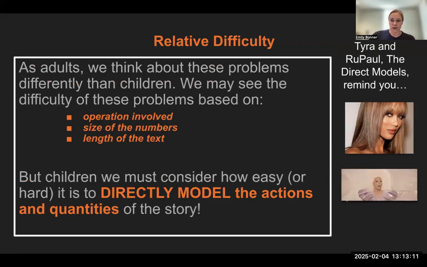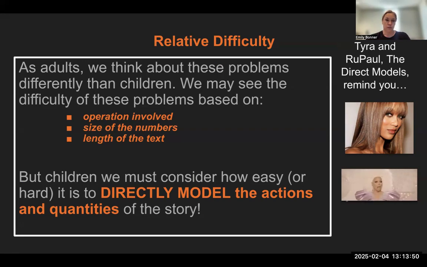Okay, so don't forget, your direct models are going to remind you that this idea of direct modeling actually determines how difficult a problem is, especially for our youngest learners who are just learning about operations. As adults, we think about all these things that are listed here. So we're thinking about things like how long is the text? How complicated are the words that we're using? Is it a difficult operation? Because we have these preconceived notions of what the problem wants us to do automatically. Are the numbers big? Are the numbers small? Are they fractions? Things like that. So those are all the things that we consider.